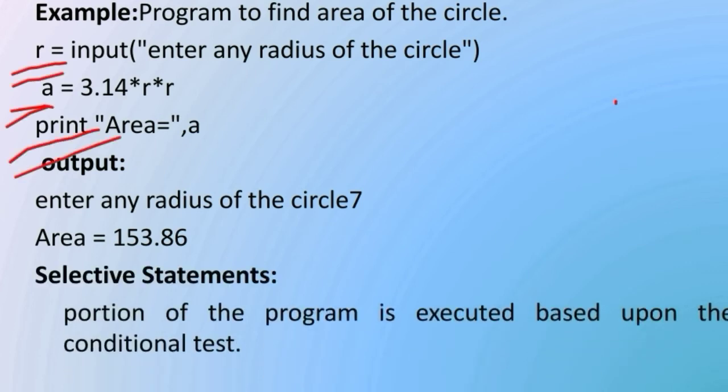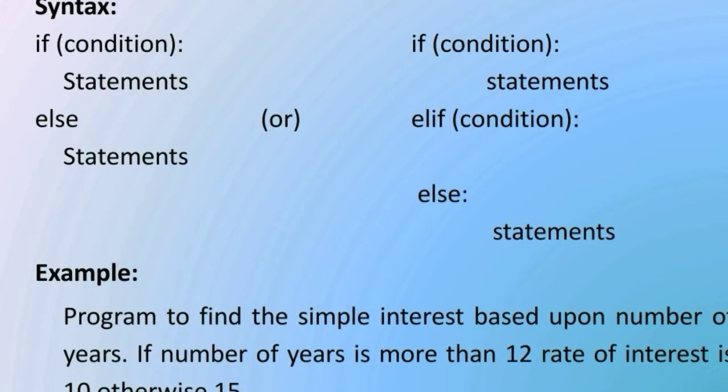In selection statements, a portion of the program is executed based on a condition. For that purpose, we use the if statement, with two syntaxes in the selection statement. This is the first condition, this is the second condition. We want to compare two numbers A and B.